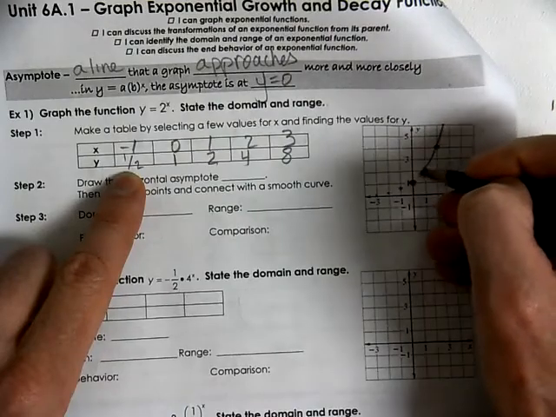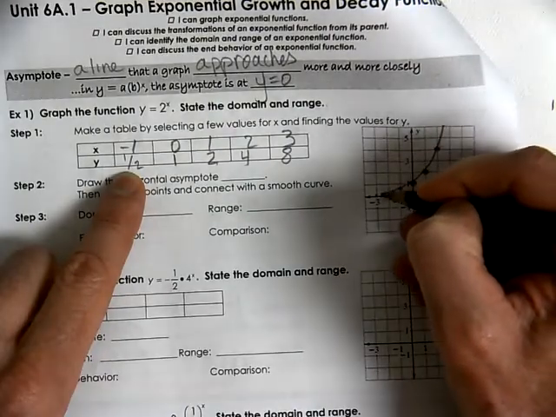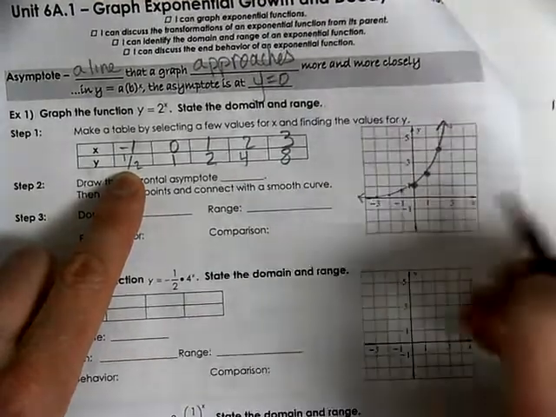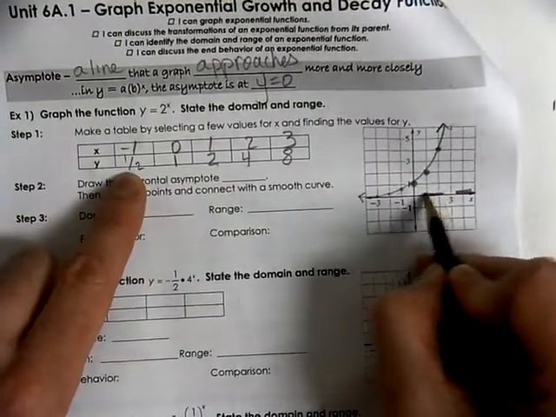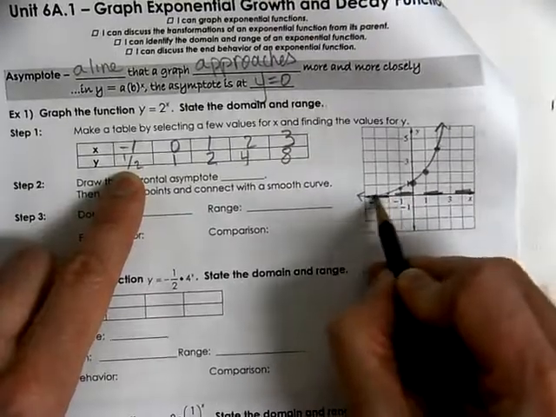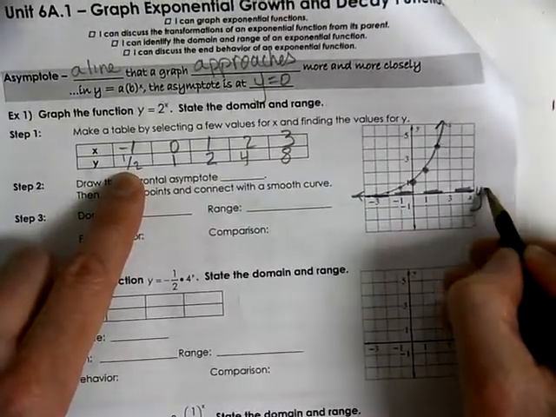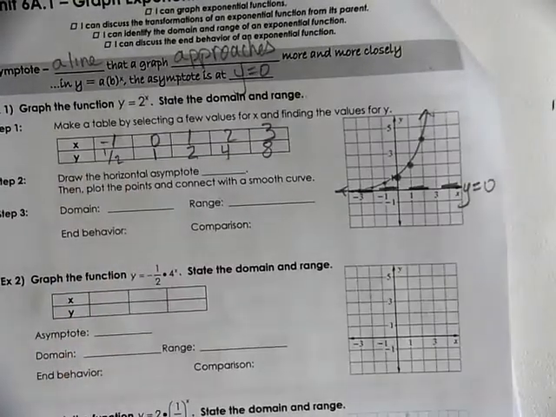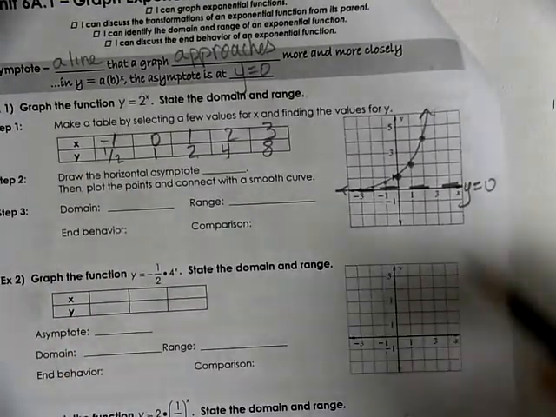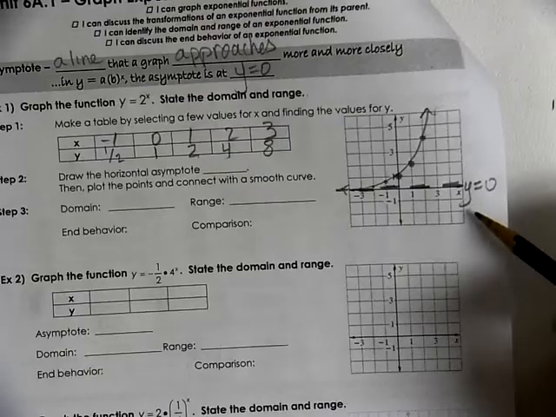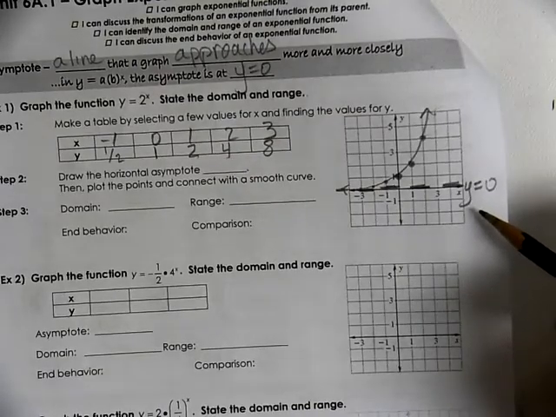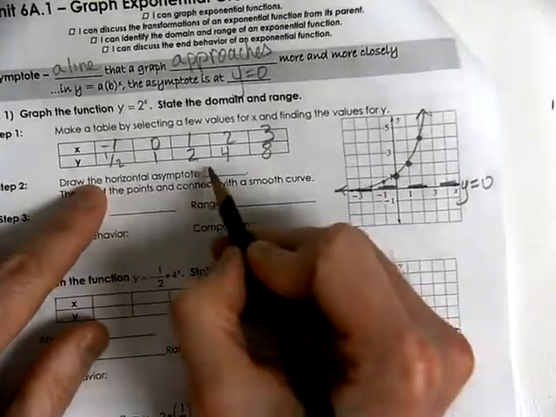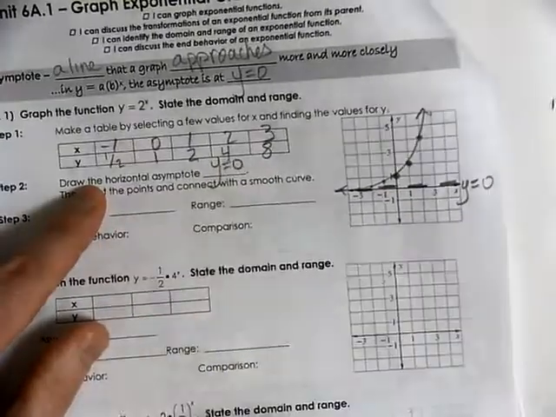So you see that the points are approaching the x-axis, but will never actually touch the x-axis. We have an asymptote at the x-axis, which is y equals 0. So we want to label that on our graph. Put the dashed line, put the equation of your asymptote. We know we have our horizontal line at y equals 0.